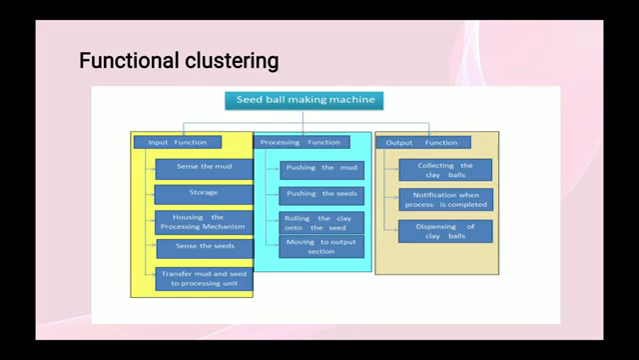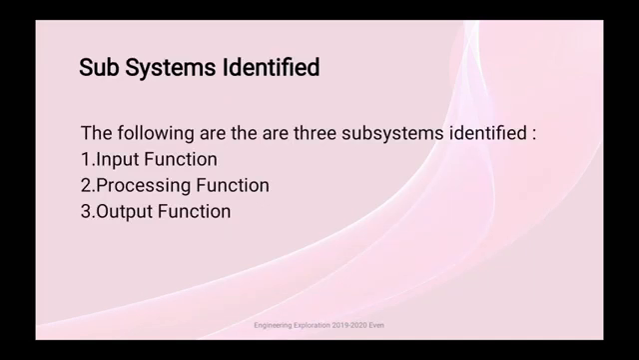Functional clustering. Sensing the mud and seed, then transferring them to the processing unit makes the input function. Pushing mud and seed, then rolling the clay onto the seed makes the processing function. And at last, collecting clay balls and getting notification, then dispensing the clay balls makes the output function. These are the main subsystems identified in our course project: input function, processing function, output function.